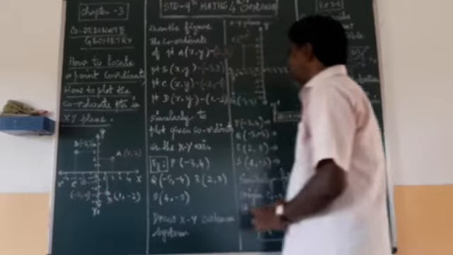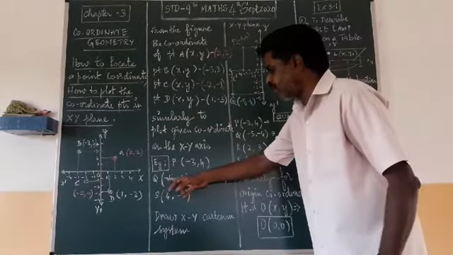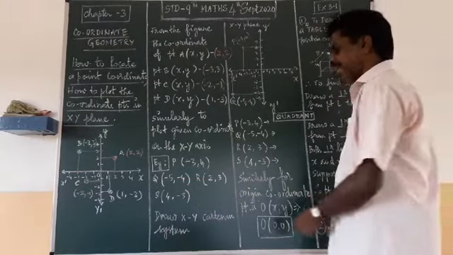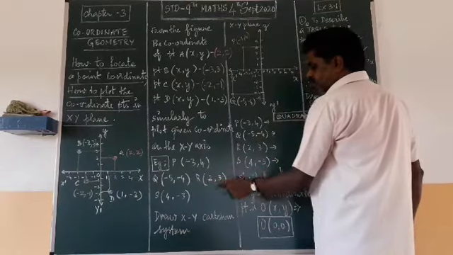So we are plotted in the minus direction. So it will be coming in minus direction. So minus axis we are plotted. Then next one, R, 2, 3.